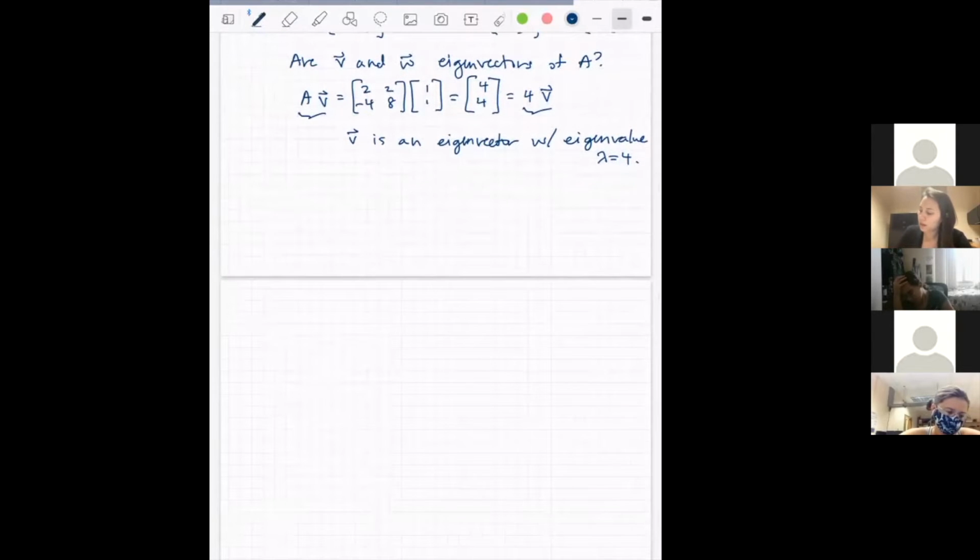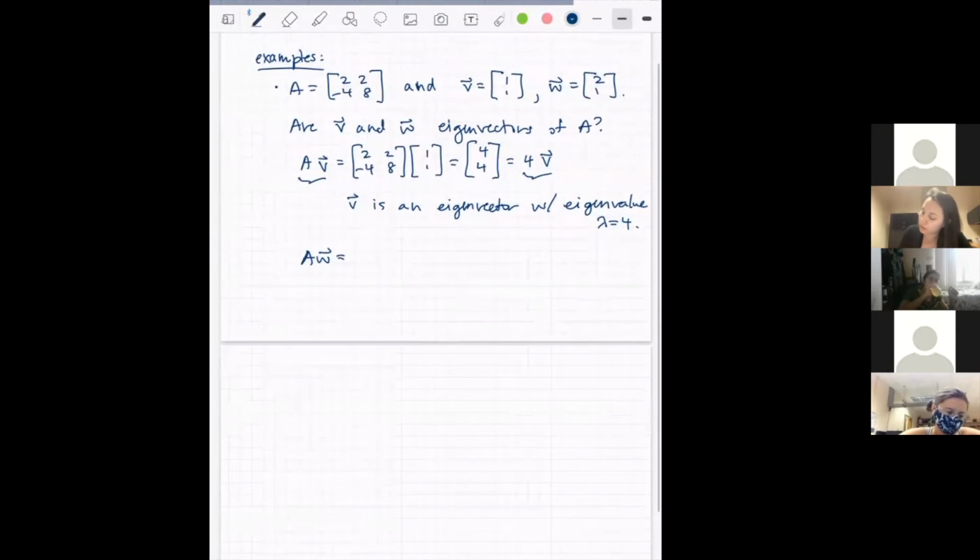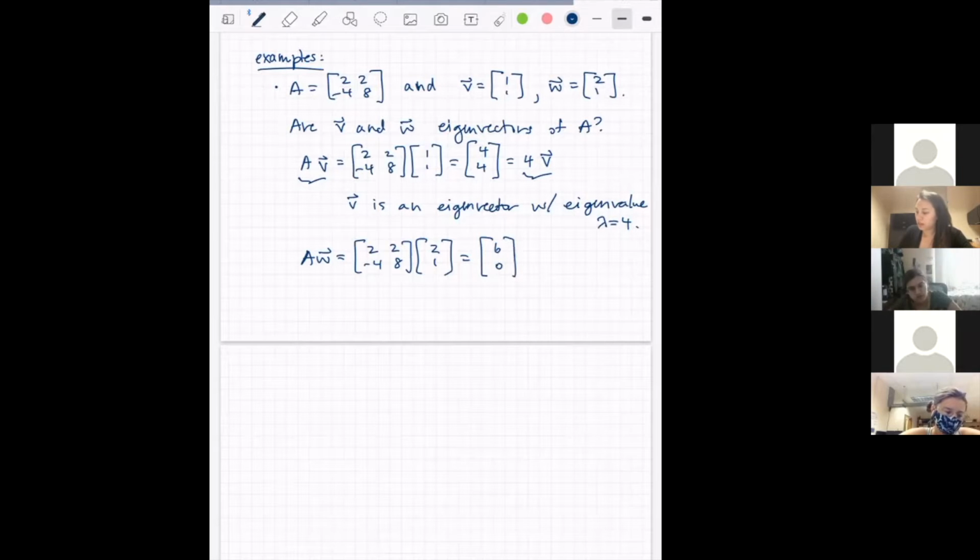Okay, and let's check the same thing for W. So here we get A times (2, 1). And this will give us 6, and then negative 8 plus 8, so 0. And then there's no constant that we could multiply this by to get W. So this is not equal to some constant times W. So W is not an eigenvector.